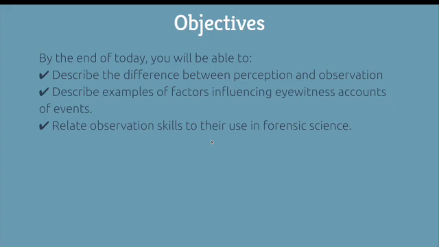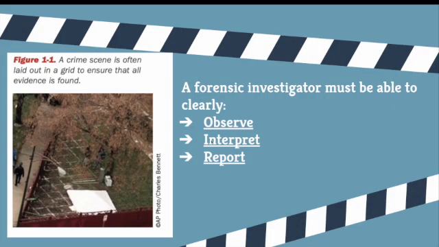So, first off, we're talking about forensic investigators and crime scene investigators. Their primary jobs are to observe what they can find, interpret what those observations mean, so figuring out meaning from what they saw, and then being able to report that information in a court to either a jury or to a district attorney or to someone else who may not have been there at the time. So, observe, interpret, report are the three main jobs of a forensics investigator.